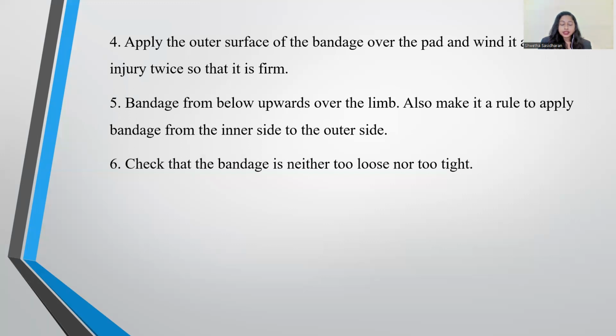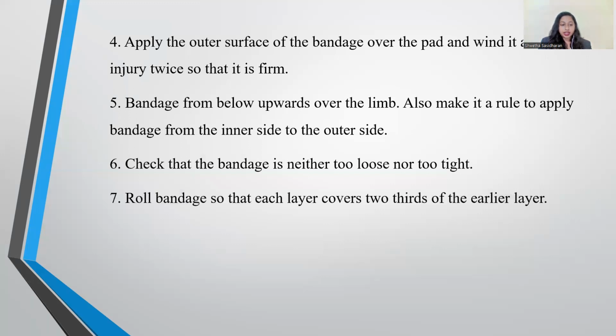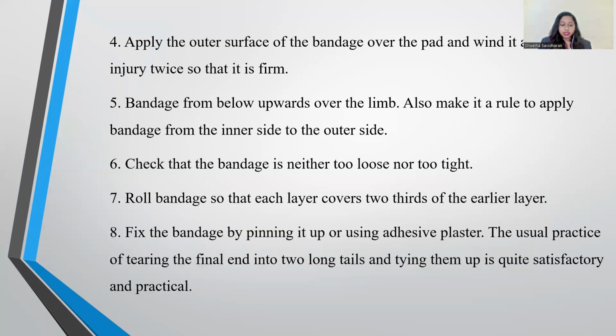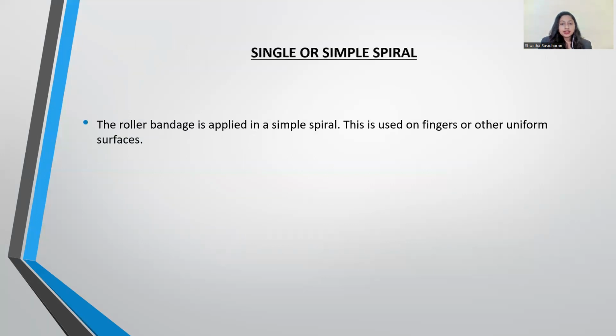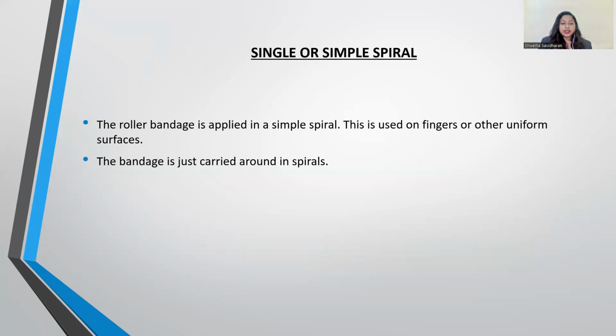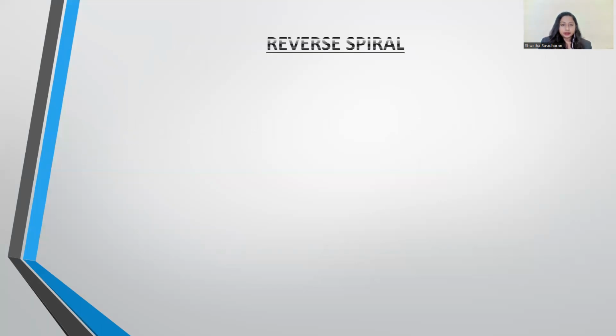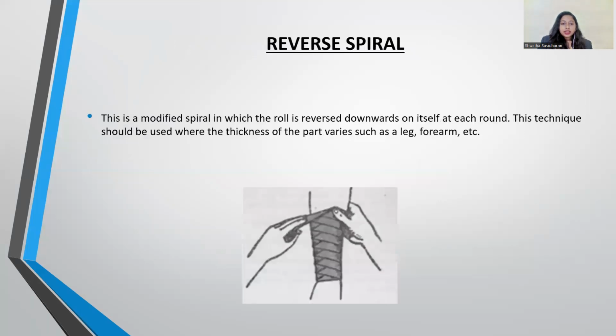Check the bandage to see that it is neither loose nor too tight. Roll the bandage so that each layer covers two-thirds of the earlier one. Fix the bandage, and putting in a pin will make it even more secure. The roller bandage is applied in a simple spiral form, where we wind round in a spiral. Then there is the reversal spiral, where it comes back reverse downward on each side.